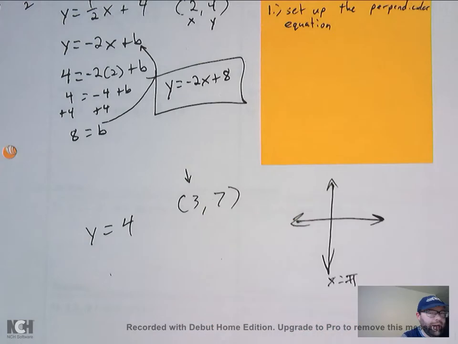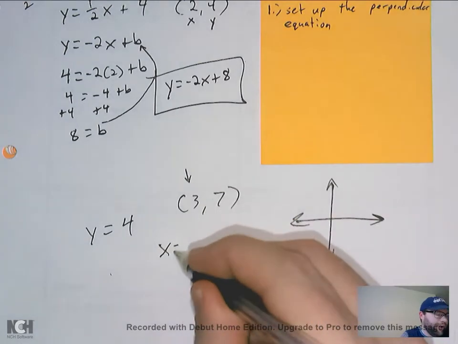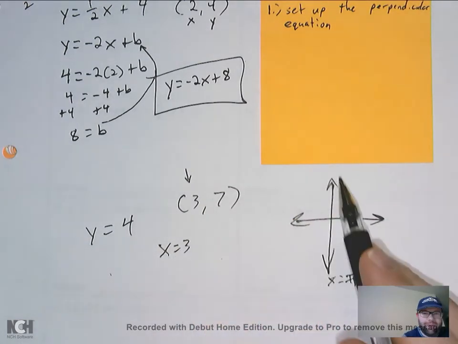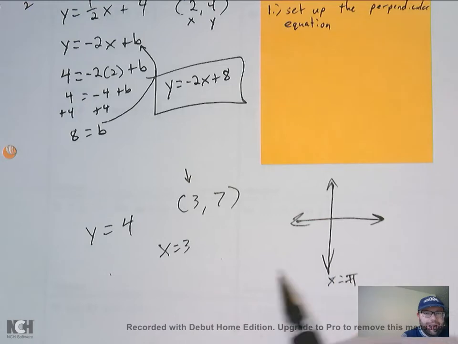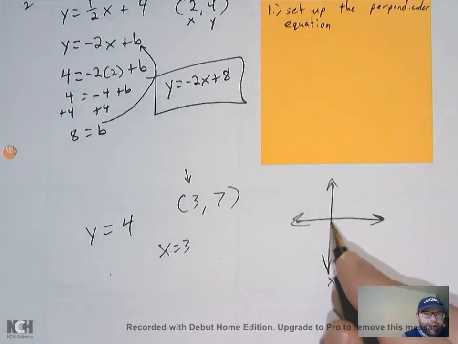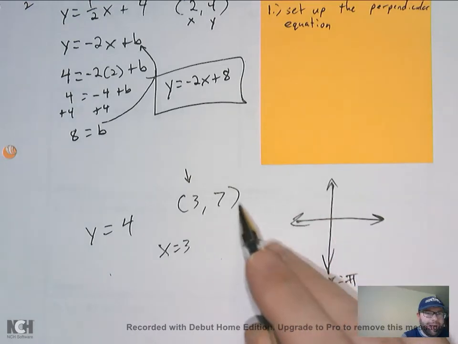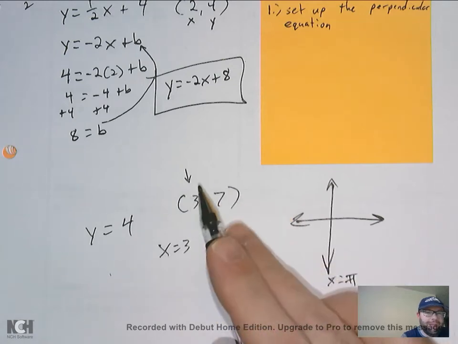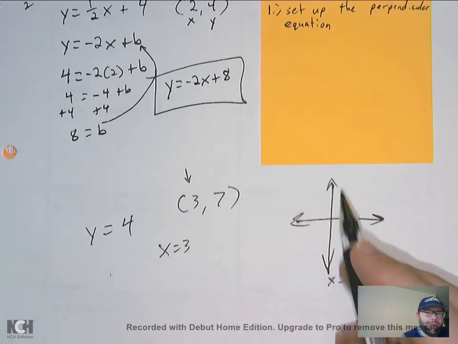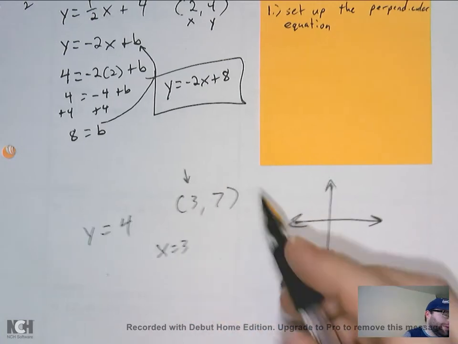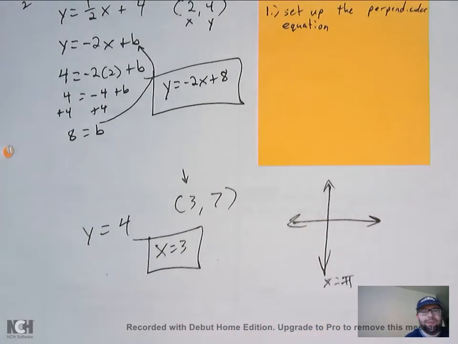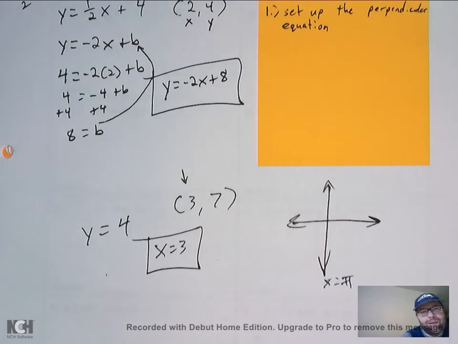The perpendicular line to y equals 4 would be x equals 3. Because if it has to be a vertical line, then every x coordinate would need to be the same. If it needs to pass through 3, 7, then that means that the x coordinate would need to be 3. So this would be your perpendicular line. You don't really need to do any math. You just have to recognize if it's x equals, you look at the x coordinate.